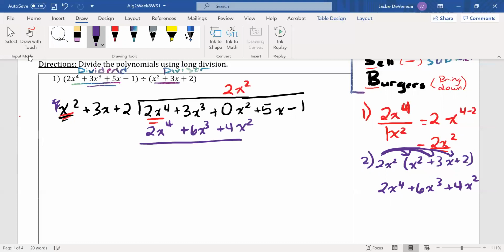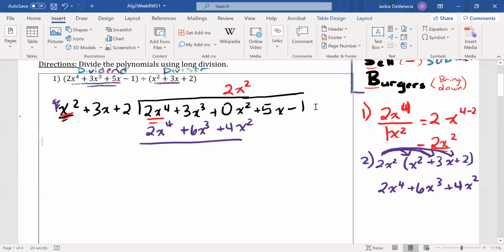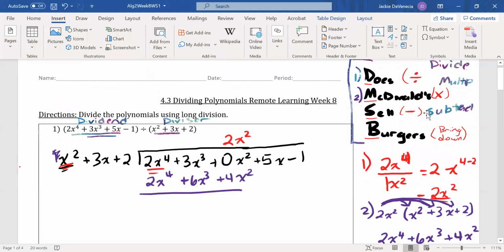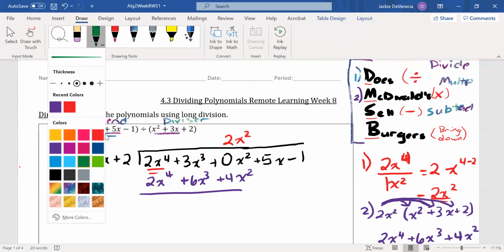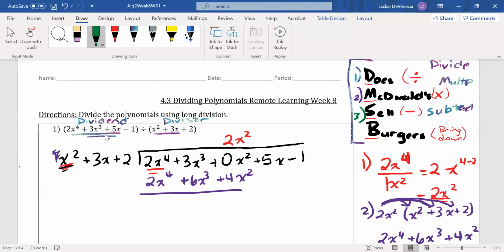And now we're up to the cell, which is subtract. So I'm going to start subtracting these. Okay, so these cancel out. We start at the end. So 0x squared minus 4x squared, that's going to give you a negative 4x squared. We have 3x cubed minus 6x cubed. That's going to give you a negative 3x cubed. And like I said before, these two cancel out.